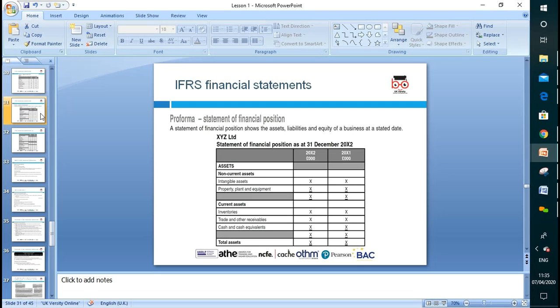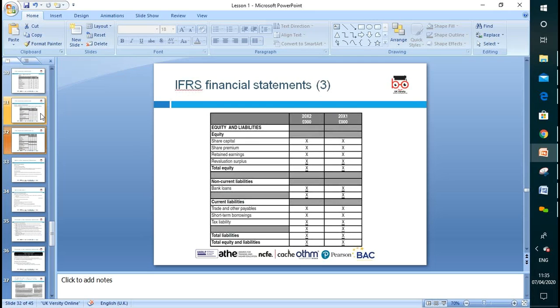Cash and cash equivalents means cash in bank and cash in your locker, and we can add it all up to my total assets. Total assets minus our liabilities gives net assets. So we have equity: share capital, share premium. Share premium means more than the nominal value of the share. If the share was £10 but demand is very high, you can sell it for £15. So £10 goes in the share capital, £5 goes in the share premium.